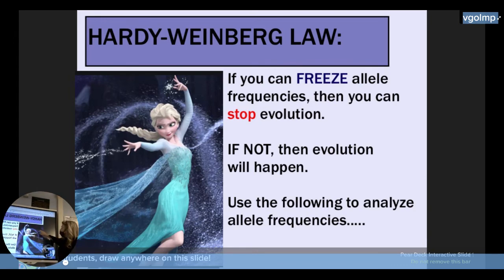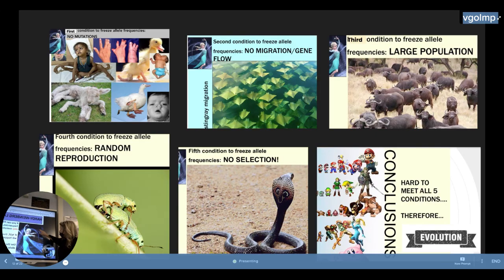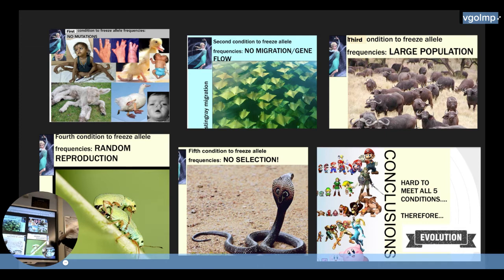So I just put them all on one slide here for you. Okay, so no mutations, what finger is that? Middle finger. Is that chance? Yeah, mutations are chance. Okay, no migration, no gene flow, what finger is that? Pointer. Good. Large populations, what finger is that? Pinky. And you want large populations in order to avoid genetic drift, which is more susceptible in a small population.